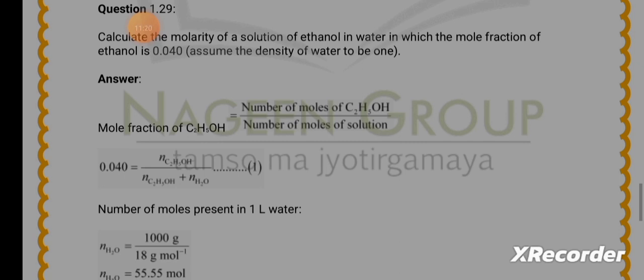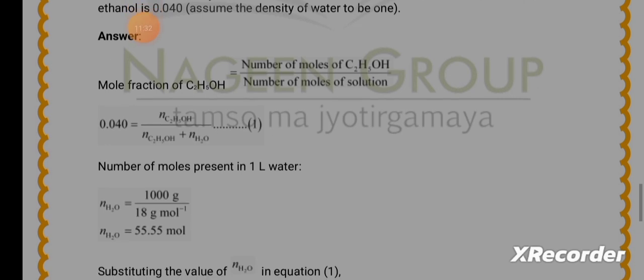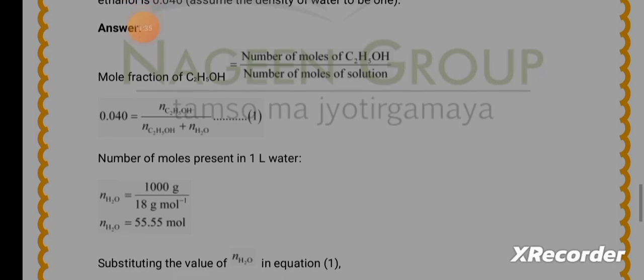Now here you know that the mole fraction of ethanol is 0.040, which is equal to number of moles of ethanol upon number of moles of ethanol plus number of moles of water. Now here you can calculate the number of moles of water as the moles present in 1 liter of water. So given mass 1000, molar mass 18, and you can easily calculate the number of moles. 1000 by 18 comes out to be 55.55.